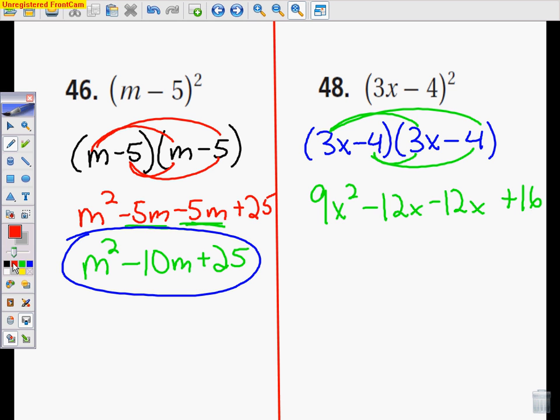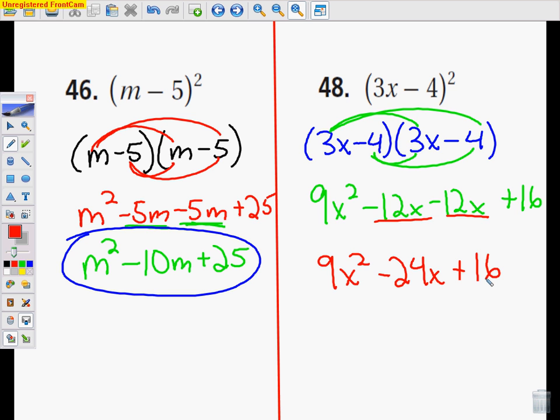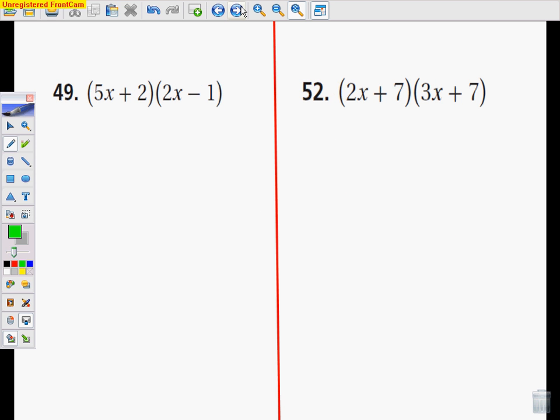Combine our like terms, which are here and here. We would get 9x squared. Negative 12x minus 12x is negative 24x. And positive 16 will just bring that down. One thing I do want to really stress, notice that our answer is 9x squared minus 24x plus 16. When you add like terms here, this negative 12x and this negative 12x, notice it doesn't become negative 24x squared. When you add like terms, the terms don't change. If there's a sentence or a phrase that I would want you to memorize here, that would be it. When you add like terms, the terms don't change.